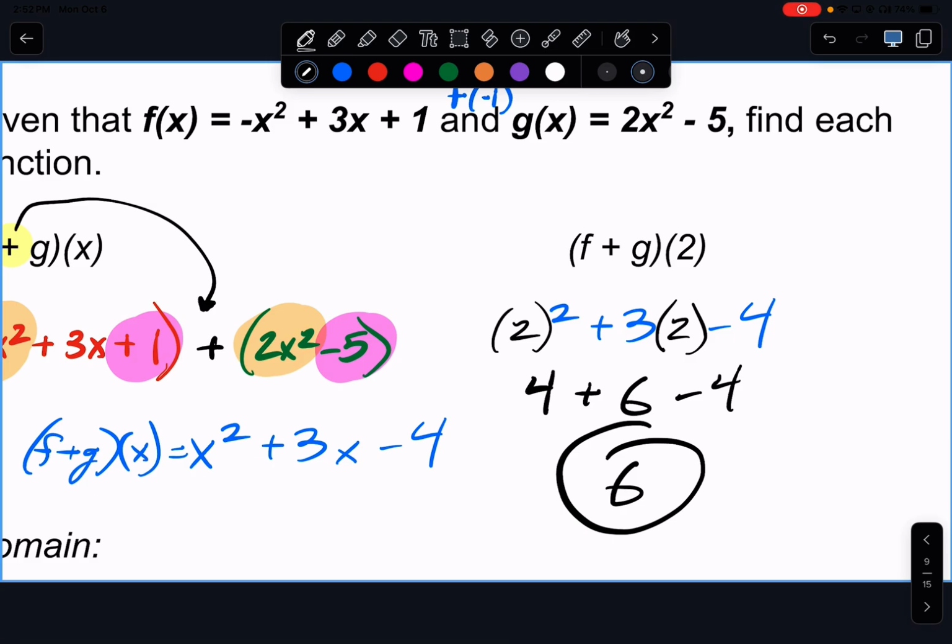So we have evaluated f of x plus g of x when x is 2, would be the mathy way to say that. We have evaluated the function for when x is equal to 2.